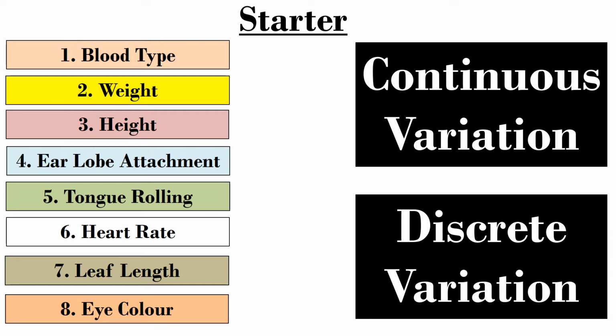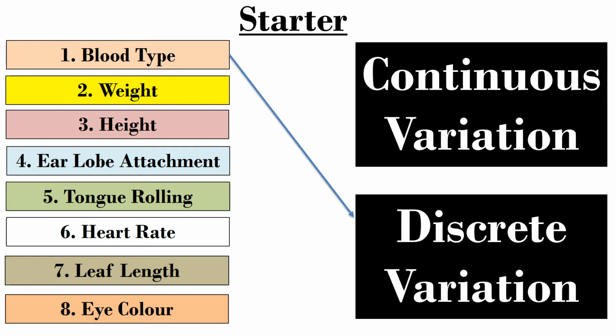Okay, here's a starter. From last time, we were looking at continuous variation and discrete variation, and looked at differences between them. Put down numbers 1 to 8, and I just want you to write beside it CV if you think it's continuous variation, and DV if you think it's discrete variation. Press pause and do that.